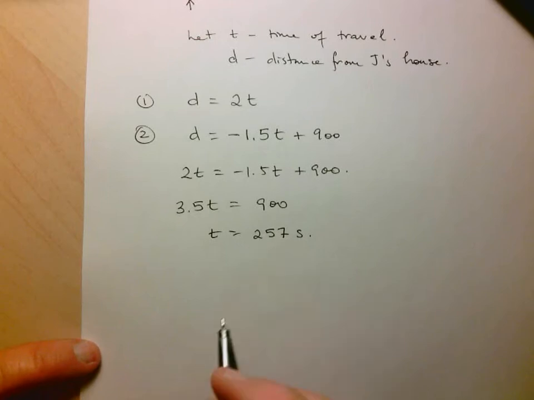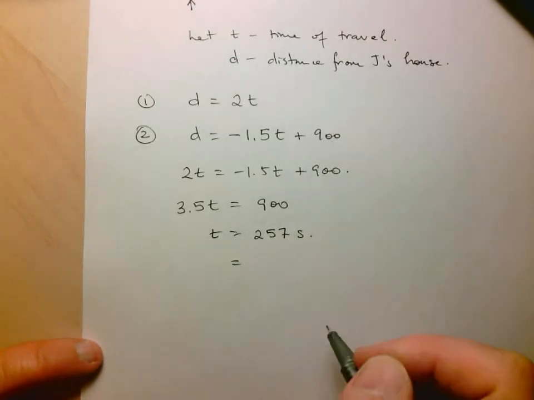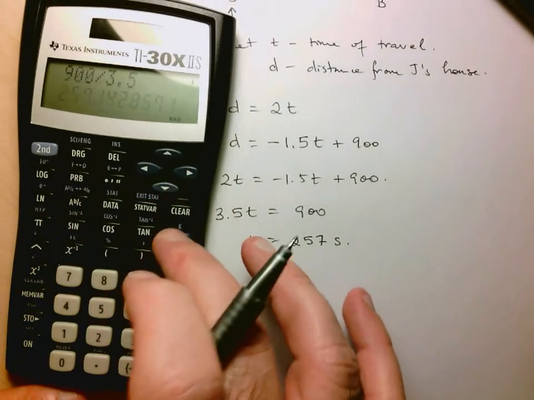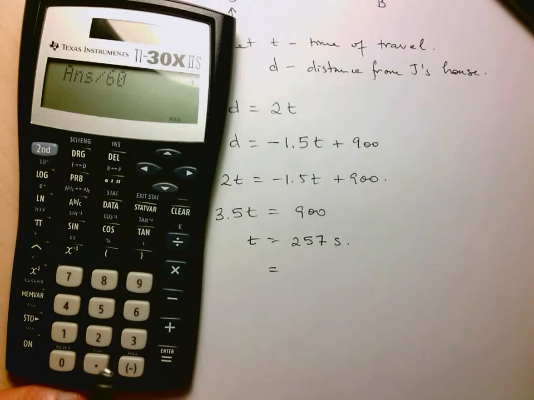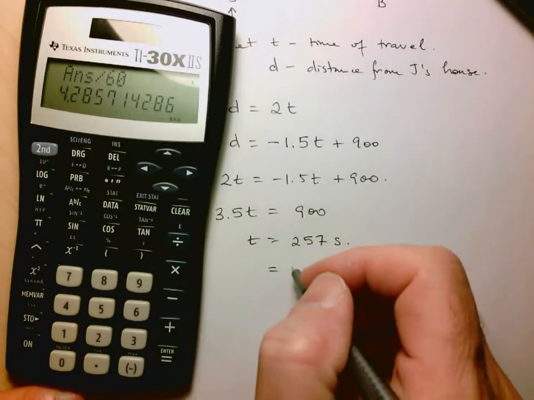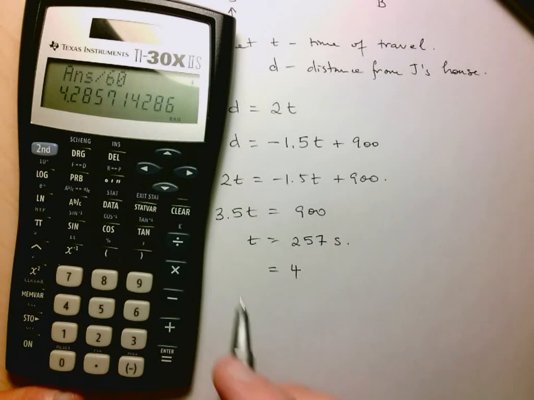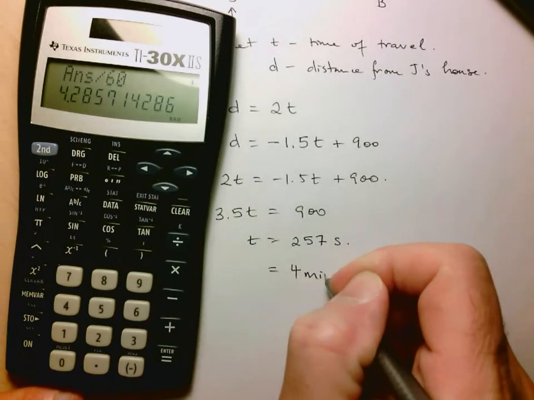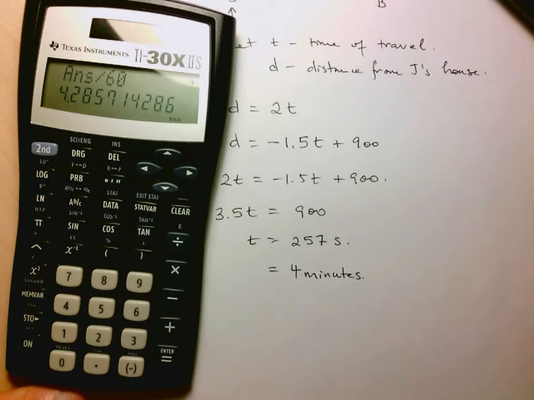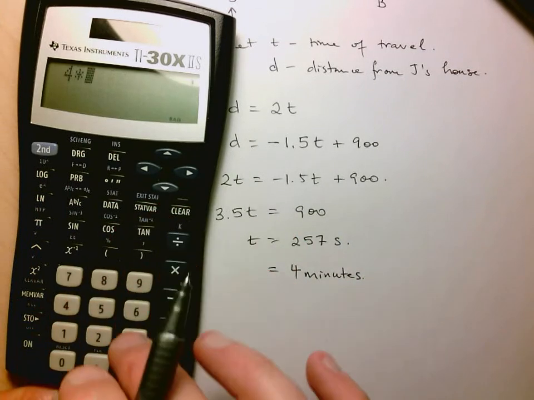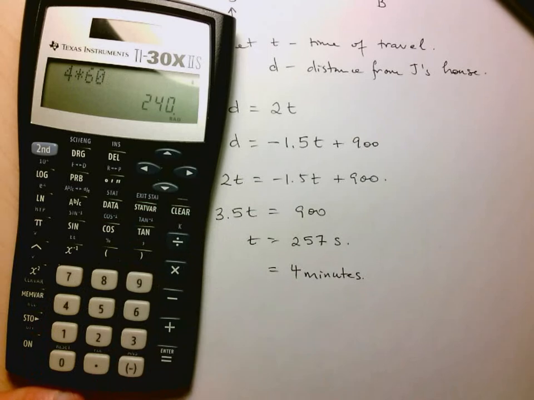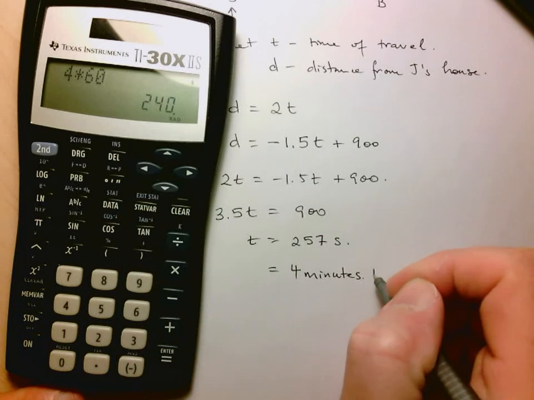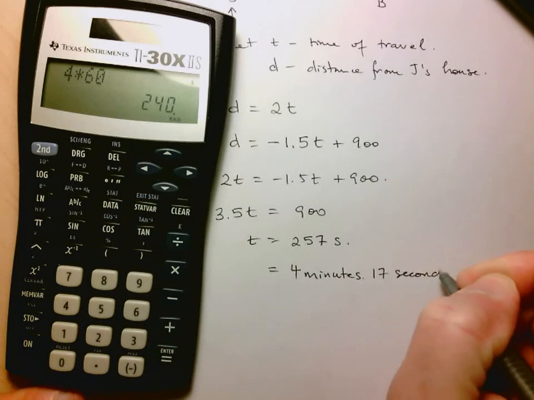Now, if you don't want to leave your answer in seconds, you can also give it in minutes. We know that there's 60 seconds in each minute, so let's divide this by 60. So 4 whole minutes are in there. But I don't want 4.28 minutes. I'd like to write it as 4 minutes and a certain number of seconds. One way to do this is to say 4 minutes is 240 seconds, so 257 has an extra 17 seconds. So 4 minutes and 17 seconds.